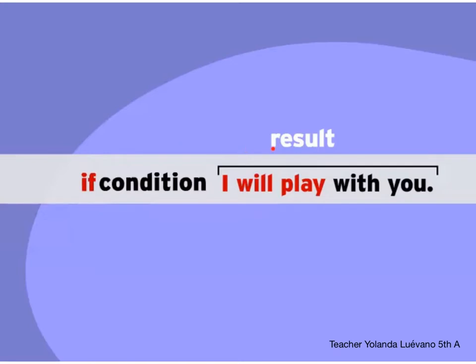Now our result here is not in simple present. Our result here will always be in future will. Remember that we use future will for very probable things to happen. Something that is likely to happen, probable que suceda. So, the condition was the first sentence in simple present, and the result is play with you. So it would be, if you help me, I will play with you.